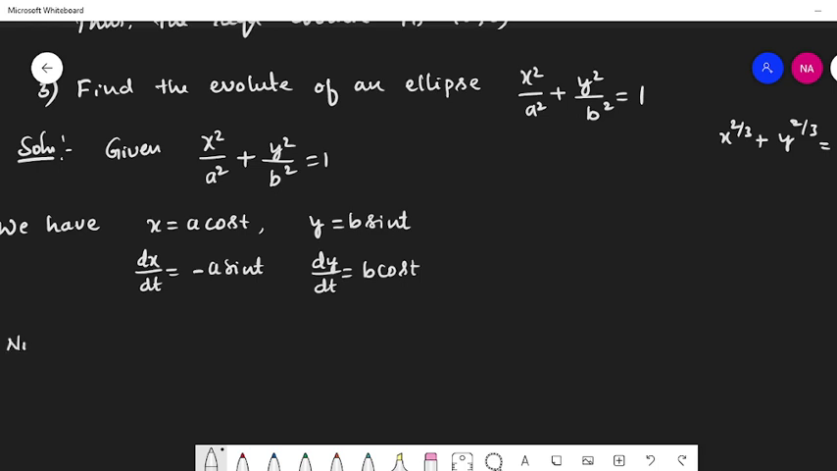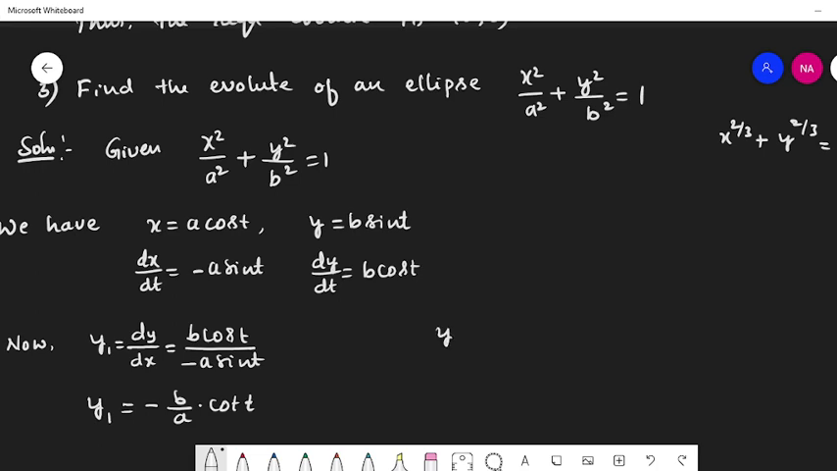Now y1, that is dy by dx, by chain rule is dy by dt by dx by dt, that is b cos t by minus a sin t. So y1 is minus b by a cot t.